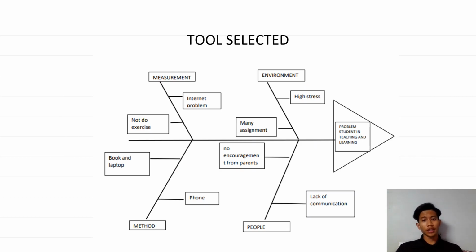Next is the tool selected. Tool selected, we got a problem, students in teaching and learning.